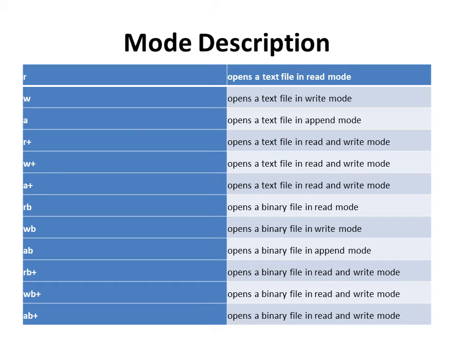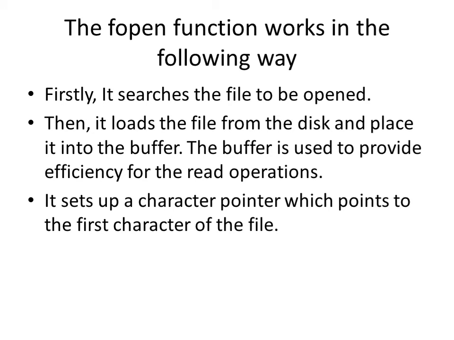Any of these modes can be used when you are opening a file. The fopen function works in the following ways. First, it searches for the file to be opened. Then it loads the file from the disk and places it into the buffer. Buffer is nothing but temporary memory. The buffer is used to provide efficiency for read operations. It sets up a character pointer which points to the first character of the file.